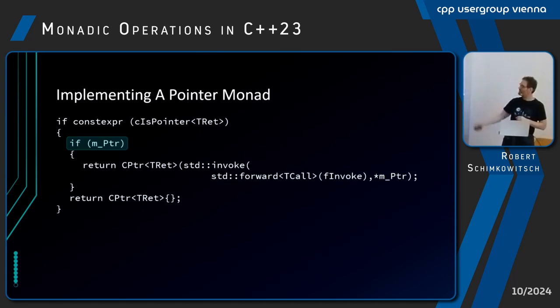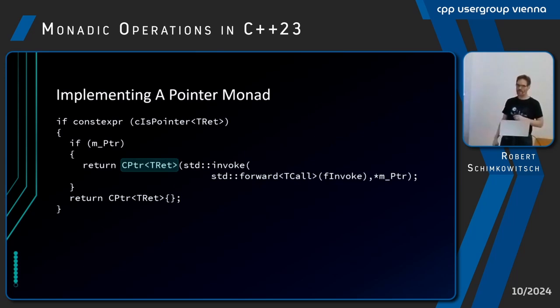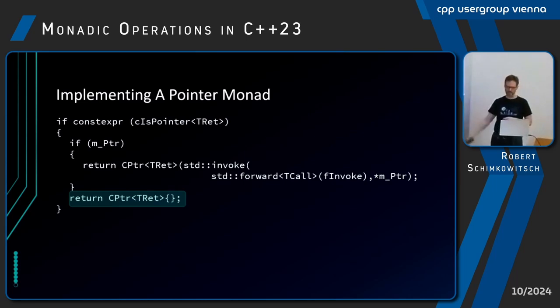And inside I check if the pointer is valid. And if it is, I invoke the callable. Of course, I have to pass it. And I pass my dereferenced pointer. Because I call a function that returns a pointer, I will wrap it into CPtr directly, which allows the user to call the next and_then directly. If my own pointer is empty, I also return a null pointer, but of the correct type. So I change the pointer types, but it's still a null pointer.